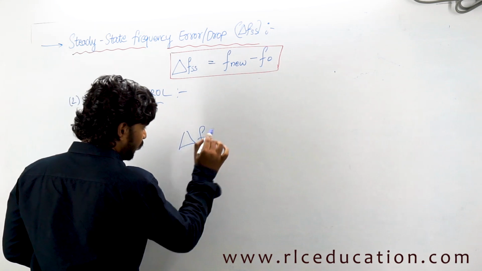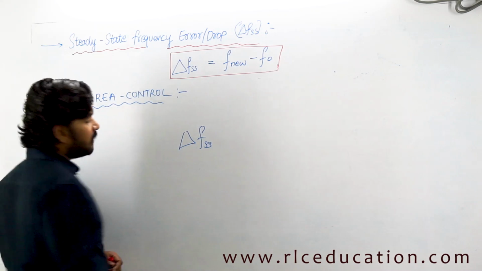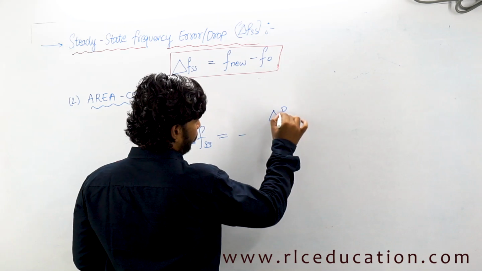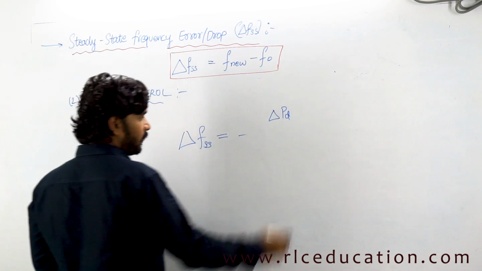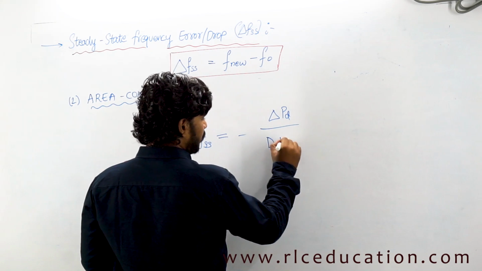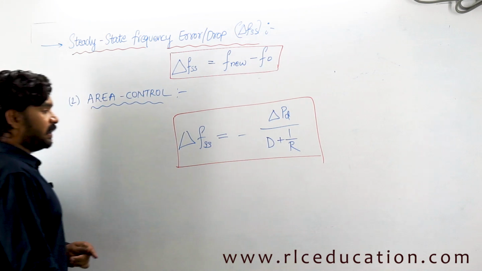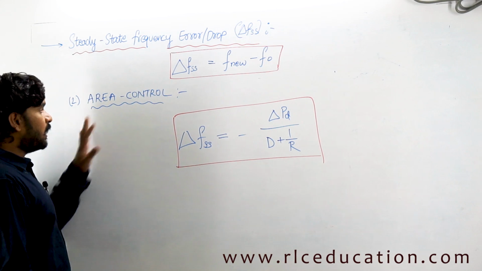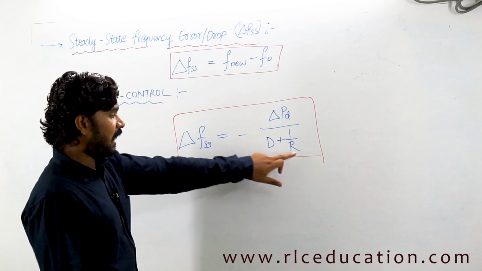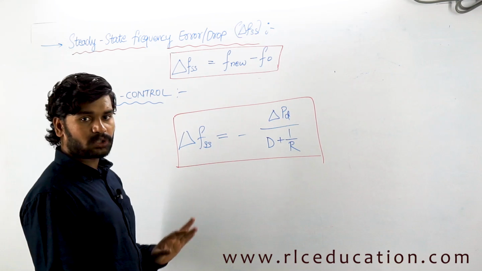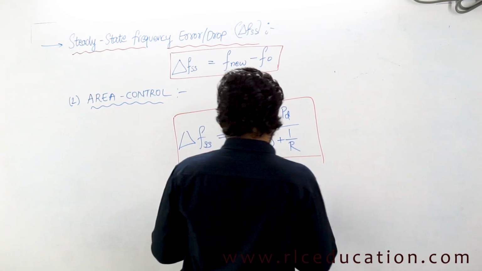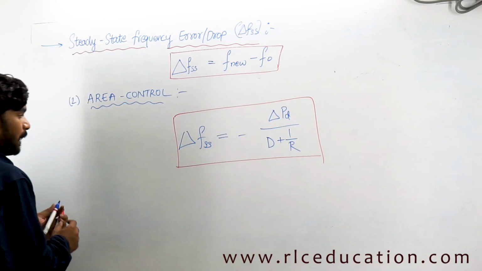So the change in frequency with area control is given as delta F is equal to minus of delta PD divided by a factor D plus 1 by R. So this is the change in frequency after the governing action in the area control case, where PD is nothing but the change in demand and R is the regulation parameter and D is called the load frequency constant, or it is also called the damping coefficient. So let me write down and explain each individual parameter.